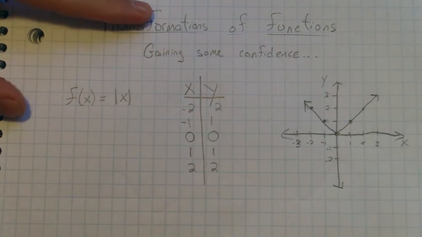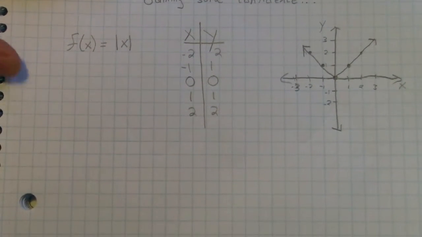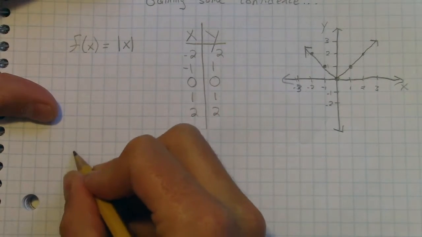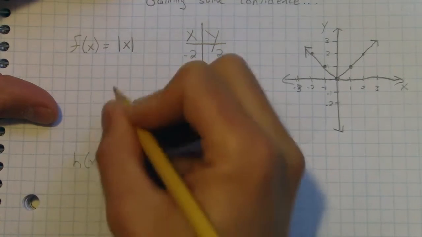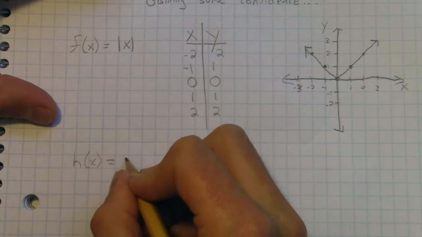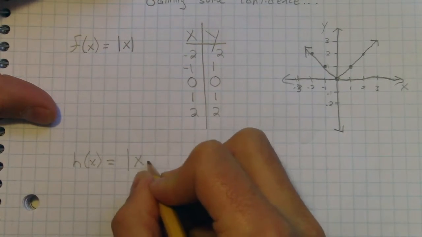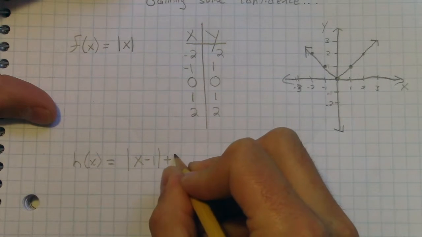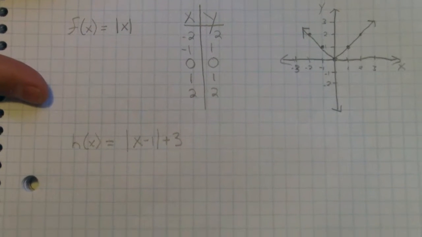So let's do that again, all right? Let's do that again, except now let's change what this equals. So now let's talk about a function h of x that's similar to the absolute value of x, but I'm going to change it a little bit. I'm going to say h of x equals the absolute value of x minus 1, and then plus 3, let's say plus 3, all right?